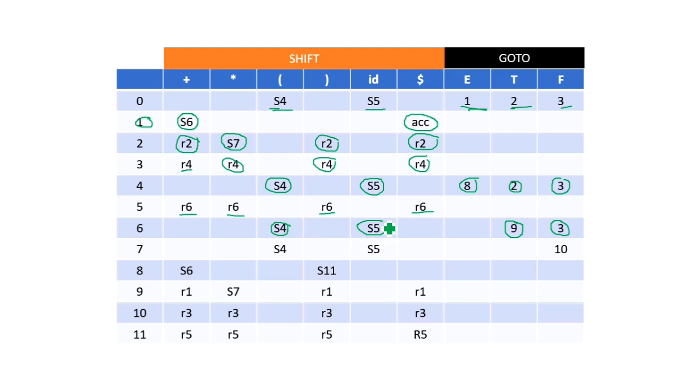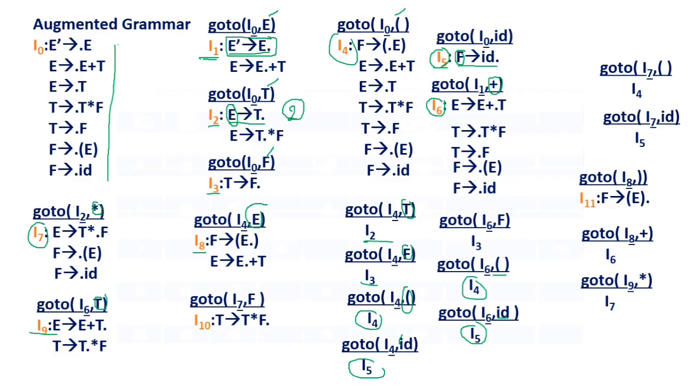And when we go for item set 7, we see here in item set 7 there are open brackets and ID, so it goes to I4 and it goes to I5. And item set 7 has a non-terminal called F. It goes to I10. So for the non-terminal, it goes to I10, and we write it as 10.